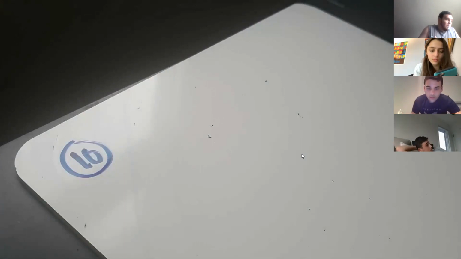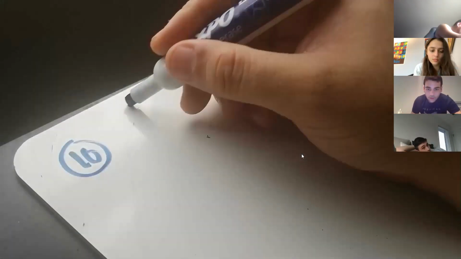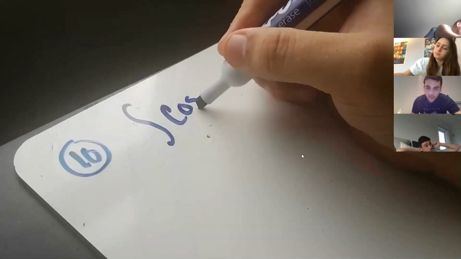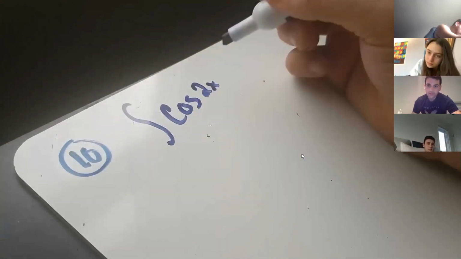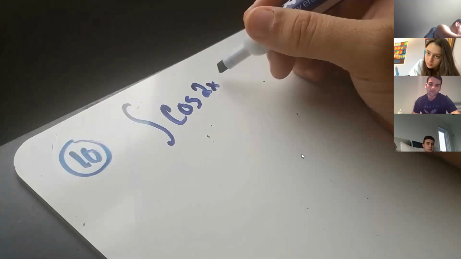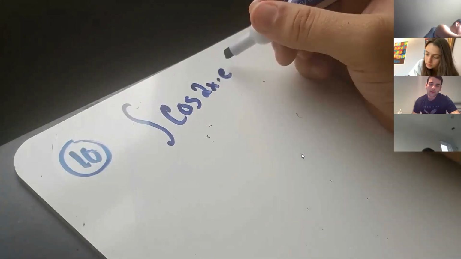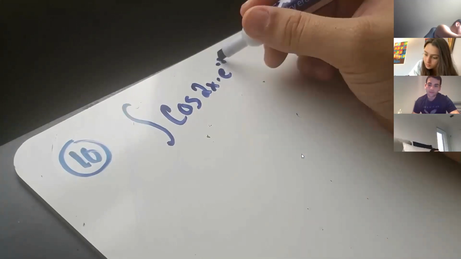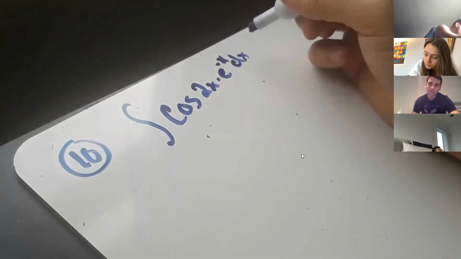It's the integral of cosine 2x times e to the negative x dx. Cosine 2x times e to the negative x dx.